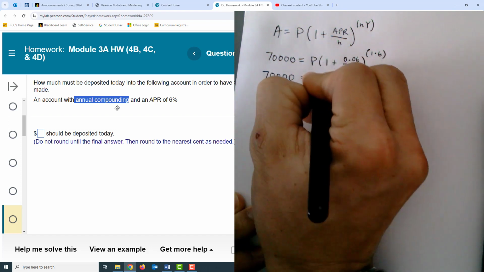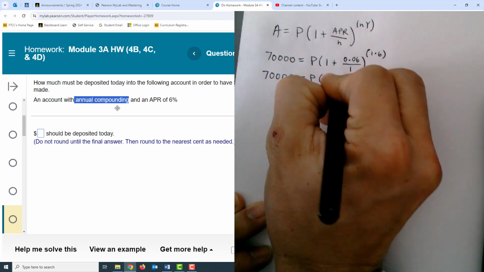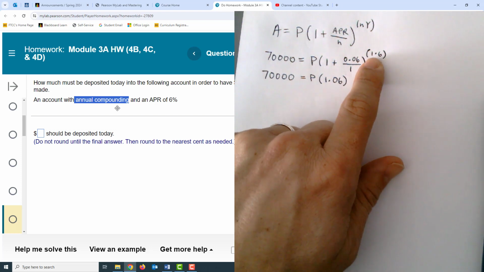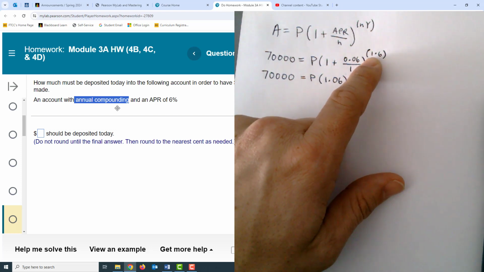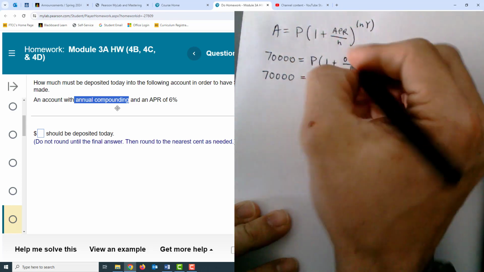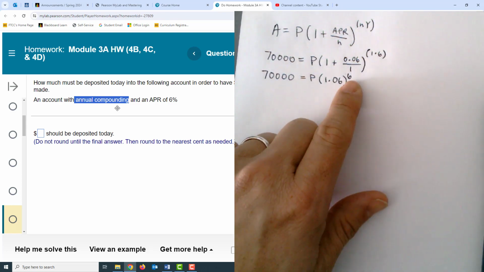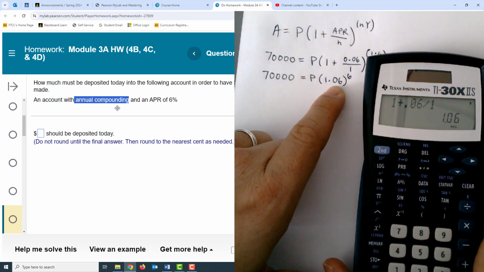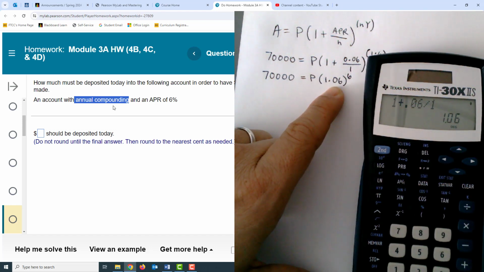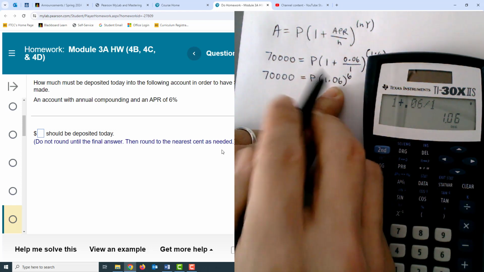So P times 1.06. Now again, remember, these two numbers multiplied in the exponent. 1 times 6 is 6, so we can go ahead and say that that's raised to the 6th power. Alright? And so now, if you go back to the very end of episode 2, I mentioned, and this also mentions, do not round until the final answer, and then round to the nearest cent. Okay, but we have to raise that 1.06 to the 6th power.